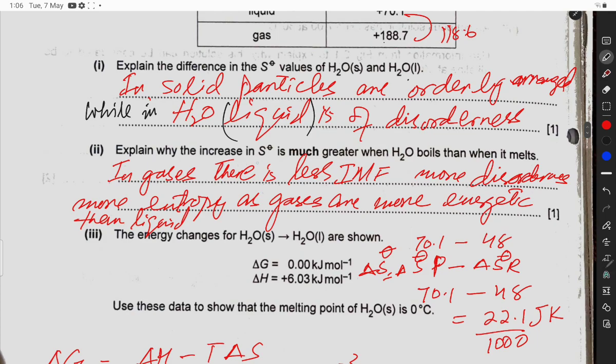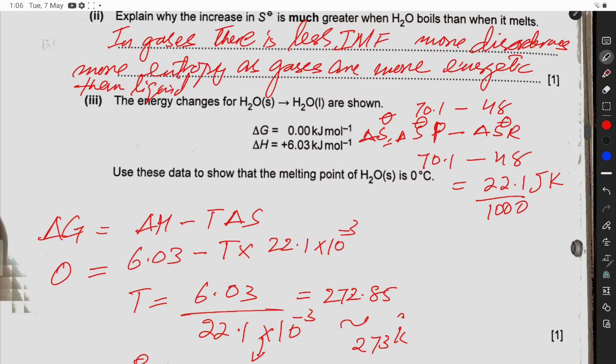Explain why the increase in entropy is much greater when water boils than when it melts. In gases there are fewer intermolecular forces, so more disorderedness, more entropy, as gas particles are more energetic than liquid. So this is the reason.